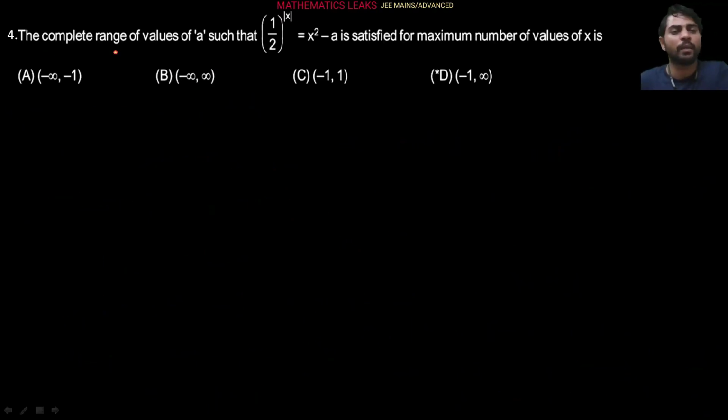Next question: the complete range of values of a such that 1 by 2 to the power mod of x is equal to x square minus a is satisfied for the maximum number of values of x is. So let's solve it.